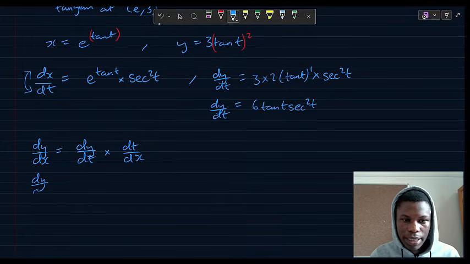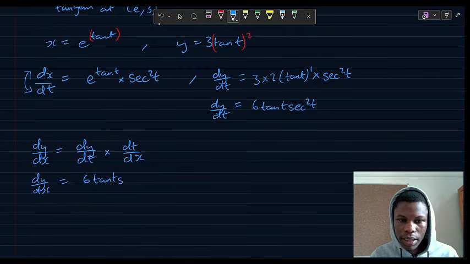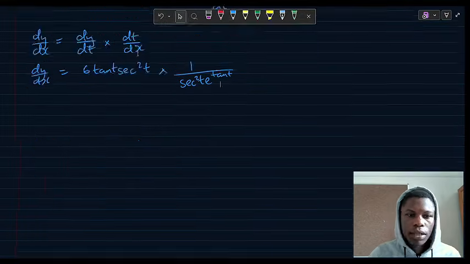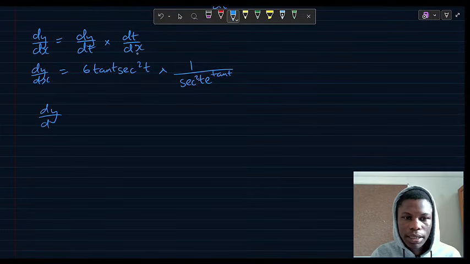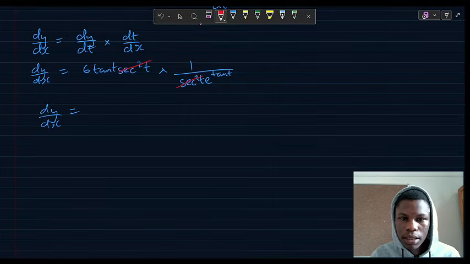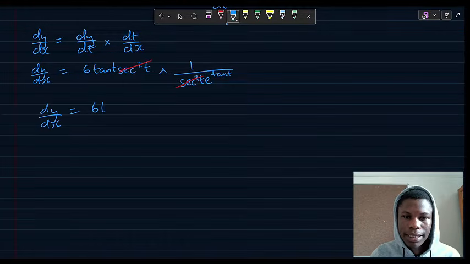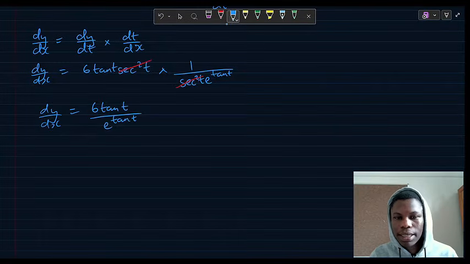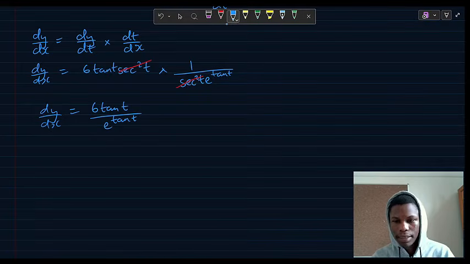So that means dy dx is equal to, what is our dy dt? That's the 6 tan t sec squared t. And that's being multiplied by, flip this, remember this is all over 1, so this becomes 1 over sec squared t e to the tan t. So we have that dy dx is equal to, here we can cancel out the sec squared t, and so we've got 6 tan t over e to the tan t. And this is our dy dx.